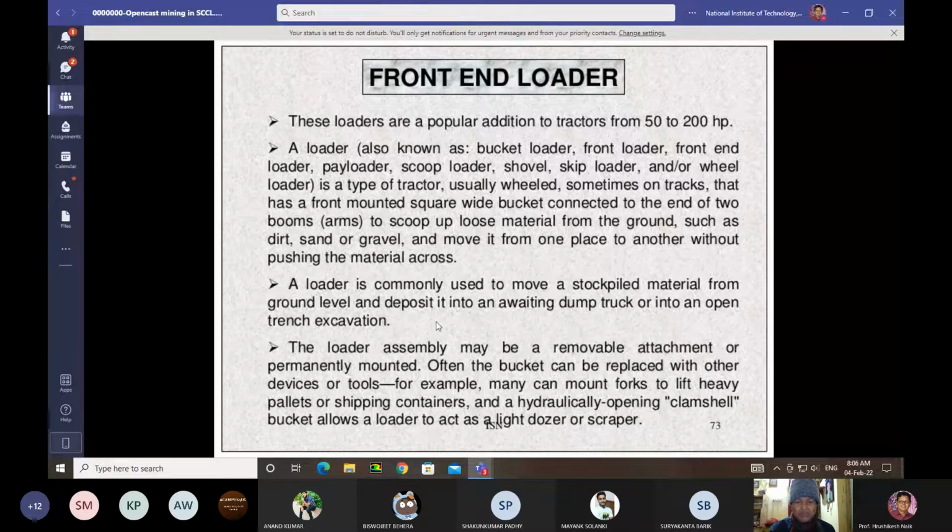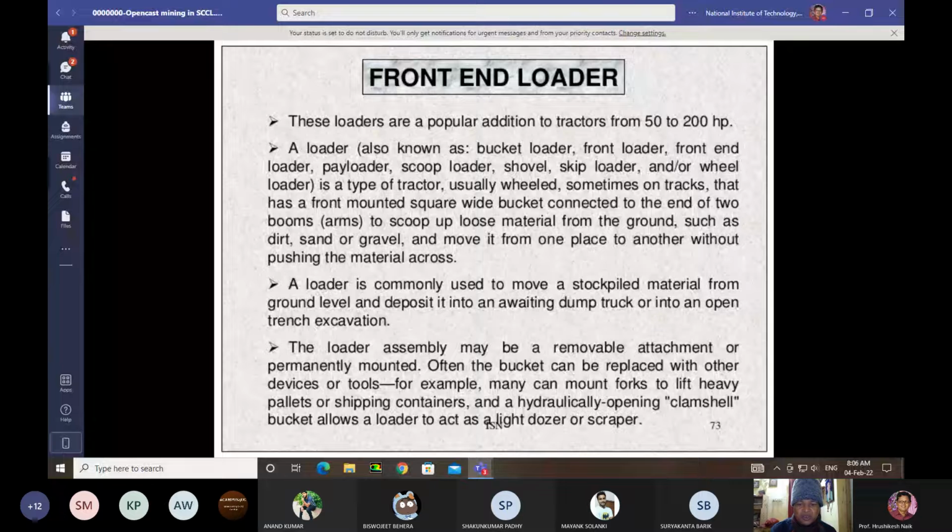The loader assembly may be a removable attachment or permanently mounted. Often the bucket can be replaced with other devices or tools. For example, many can mount forks to lift heavy pallets or shipping containers, and a hydraulically opening clamshell bucket allows a loader to act as a light dozer or scraper. So this is the front end loader.